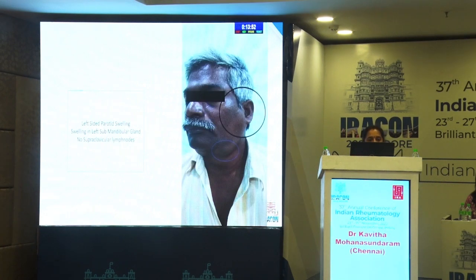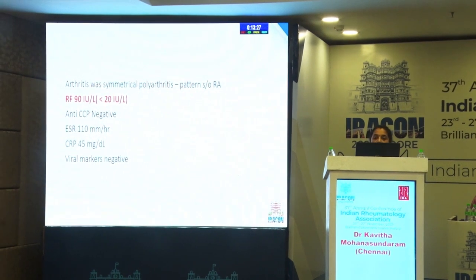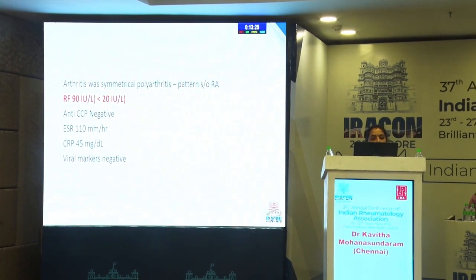On examination, there was a left parotid swelling. Apart from the left parotid swelling, we were also able to notice a left submandibular gland. There were no supraclavicular nodes in this patient. The arthritis was of the symmetrical polyarthritis type, similar to the pattern of rheumatoid arthritis. With basic investigations, his rheumatoid factor was elevated, anti-CCP was negative. ESR was markedly elevated in the range of 110, CRP was 45, and all his viral markers were negative. So the actual presentation to us was for arthritis.